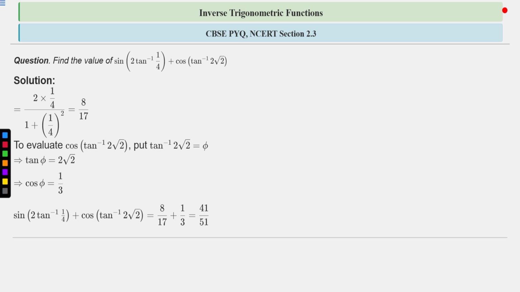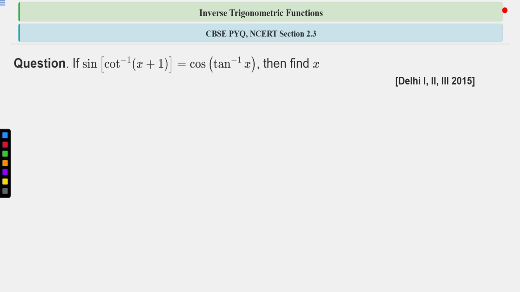So finally, sin(2 tan⁻¹(1/4)) + cos(tan⁻¹(2√2)) will be equal to 8/17 + 1/3. Clear? And after simplifying, you will get the value 41/51. So the correct answer of the above expression is 41/51. Got it? Okay, let's move to the next question.